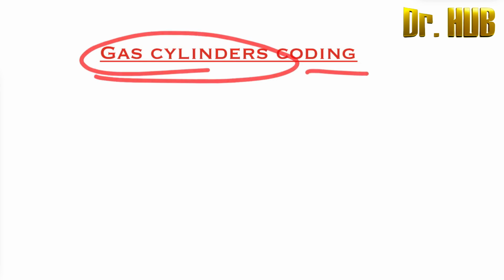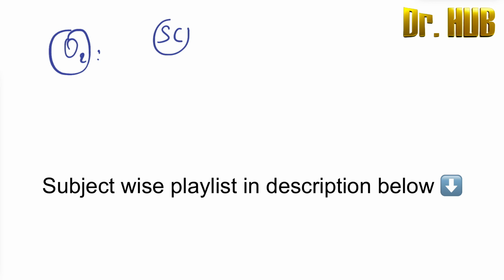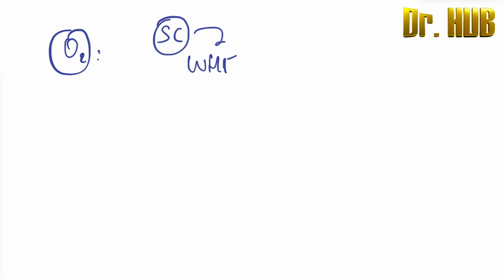Gas cylinders and their coding. So first we look at oxygen. In terms of oxygen, the shoulder color will be white. We'll write it as SC, that is shoulder color. Shoulder color will be white. Next, what is the body color? Body color we are writing as BC. Body color will be black. This is in terms of oxygen.